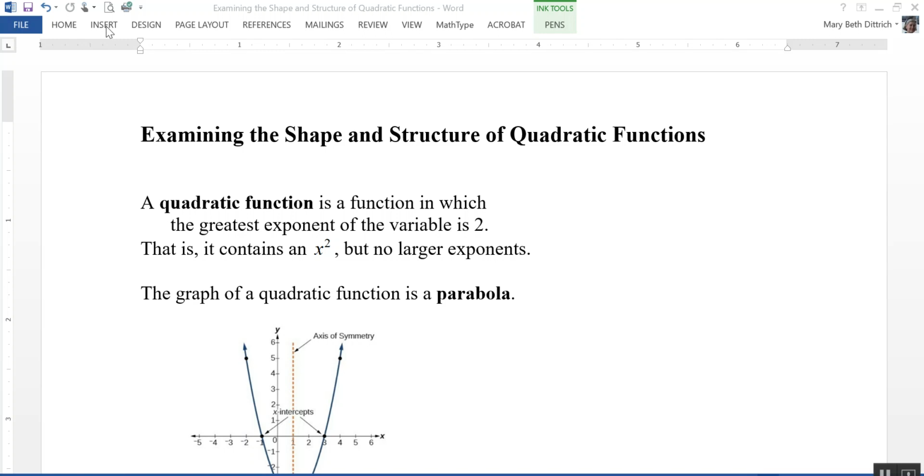This video is on examining the shape and structure of quadratic functions. A quadratic function is a function in which the greatest exponent of the variable is 2. That is, it contains an x squared but no larger exponents. The graph of a quadratic function is a parabola.